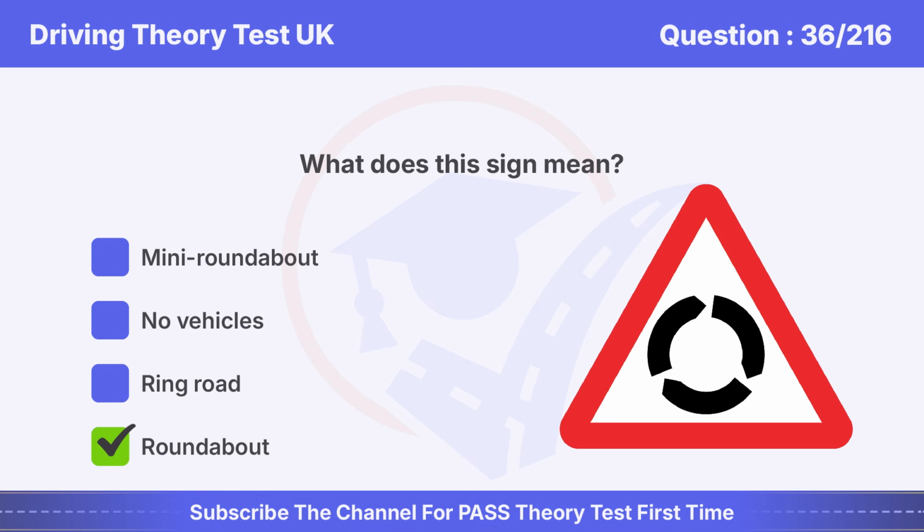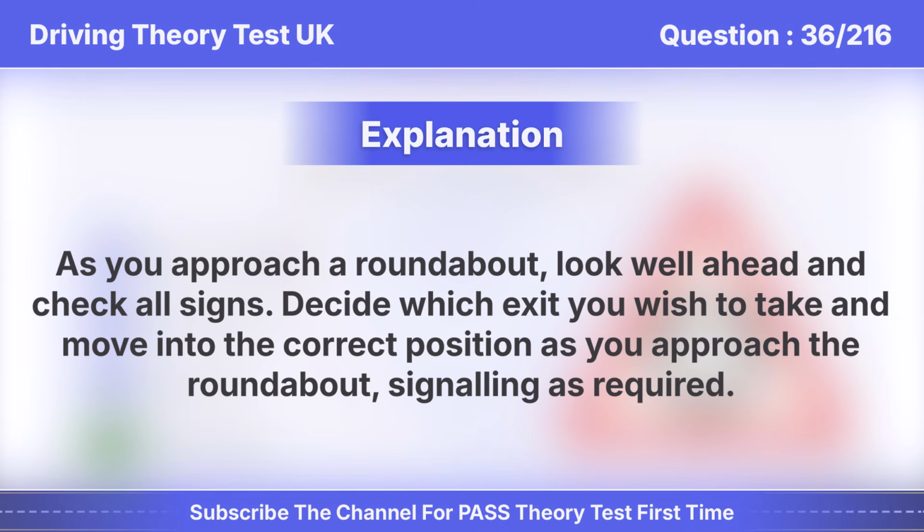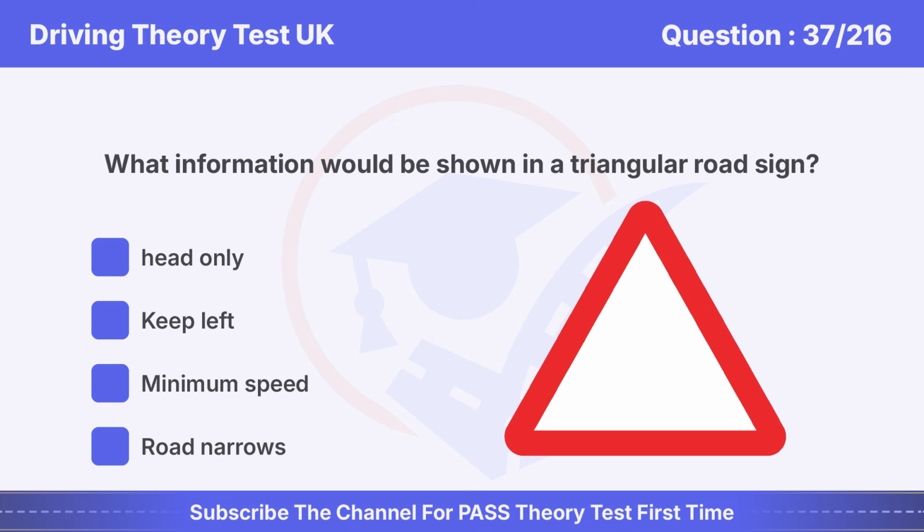Answer is D. Roundabout. As you approach a roundabout, look well ahead and check all signs. Decide which exit you wish to take and move into the correct position as you approach the roundabout, signaling as required. Question 37. What information would be shown in a triangular road sign?